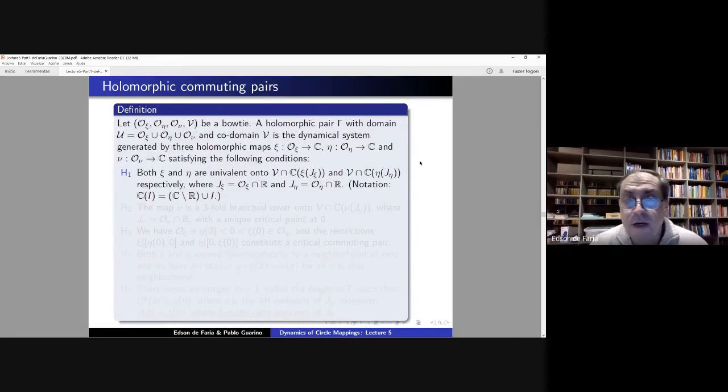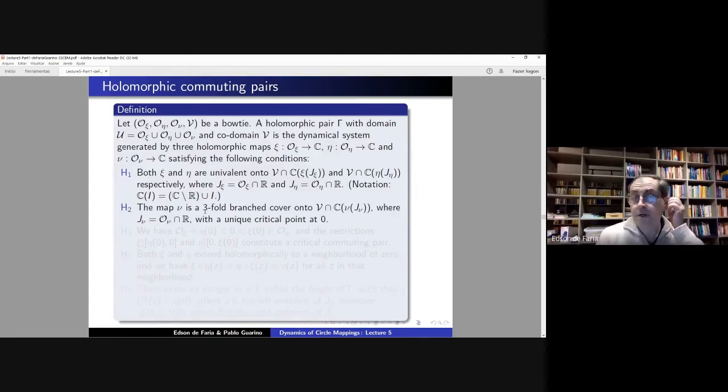and univalent onto their images. The image is almost the whole fourth domain V that you see here, except that you have to extract certain strips. It's common to use this notation here: the C of an interval is just the complement of the interval on the real line removed from the complex plane. So this is a doubly slit plane. Anyway, the two maps, psi and eta, are univalent, but the third map in the middle, the one defined in this blob in the middle, is a threefold branched covering. And it's threefold because we are studying critical circle maps with a cubic critical point, okay?